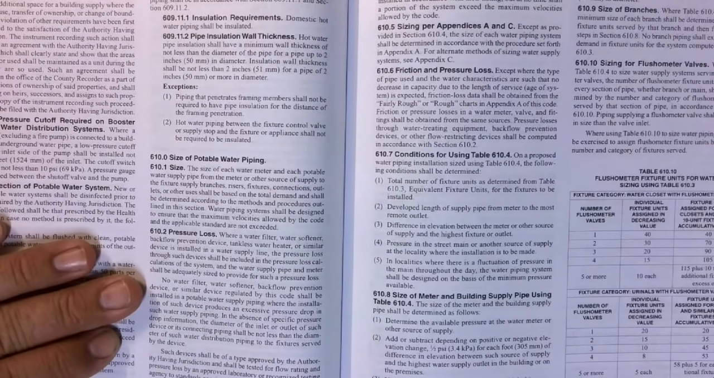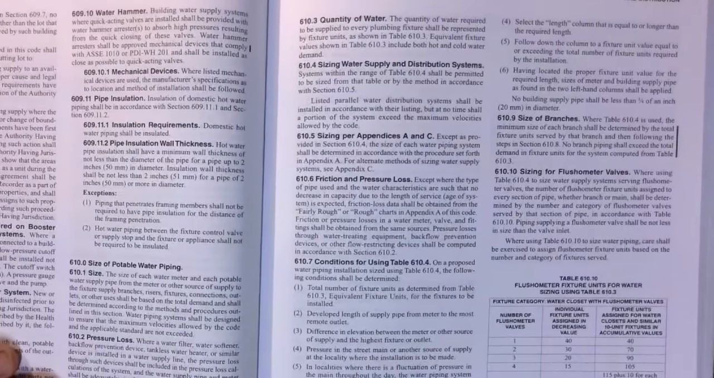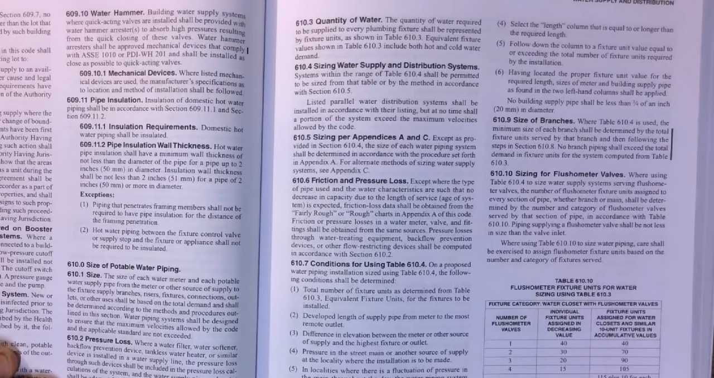Such devices shall be of a type approved by the authority having jurisdiction, shall be tested for flow rating and pressure loss by an approved lab or recognized testing agency. And then you have up here, the quantity of water required to be supplied to every plumbing fixture shall be represented by fixture units. And that's going to be shown in table 610.3, which is on the next page. Equivalent fixture values shown in that table include both hot and cold water demand.